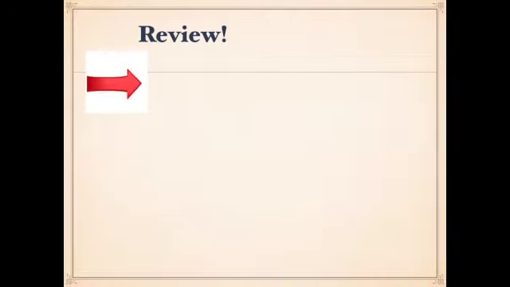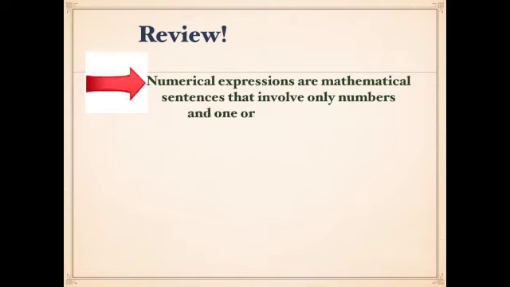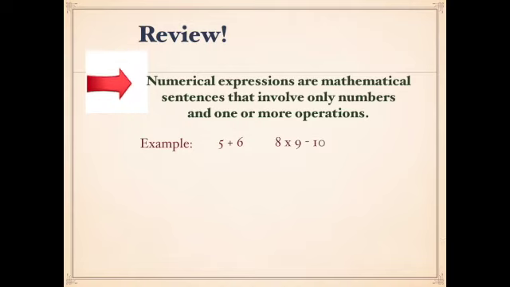So what are numerical expressions? Numerical expressions are mathematical sentences that involve only numbers and one or more operations. For example, 5 plus 6. 5 plus 6 is a numerical expression since you have here numbers that are 5 and 6 and one operation, which is addition. 8 times 9 minus 10 is another example. The numbers here are of course 8, 9, and 10 and the operations are multiplication and subtraction. And then we have another example, 23 minus 6 plus 18. The numbers are 23, 6, and 18, and the operations that we use here are subtraction and addition.